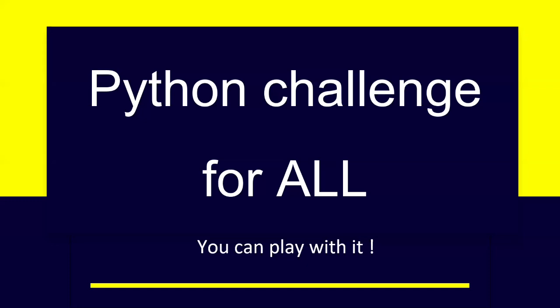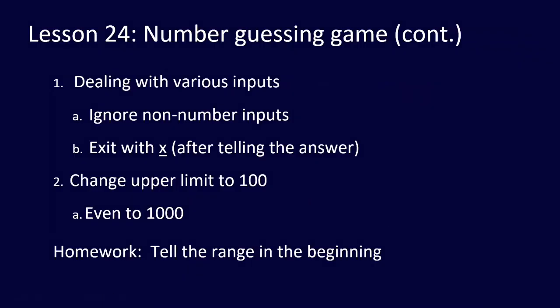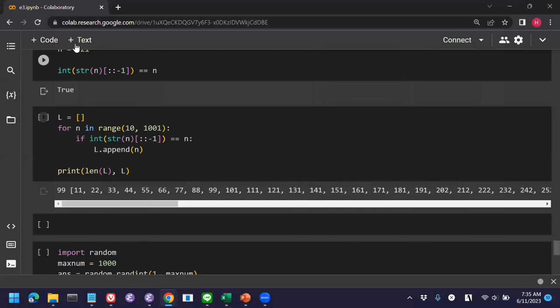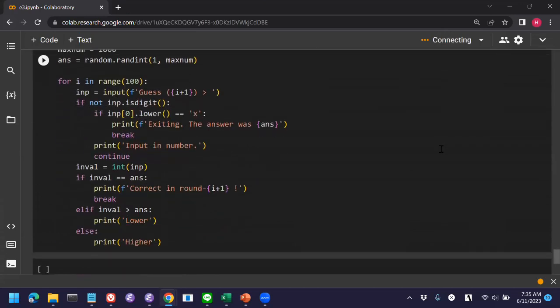Okay, let's see where we were last time. Yeah, right. We were making a number guessing game. And the homework was still the range of numbers in the beginning. So let's go back to our Python code E3. Open the E3 notebook, connect, and let's see the last part here.